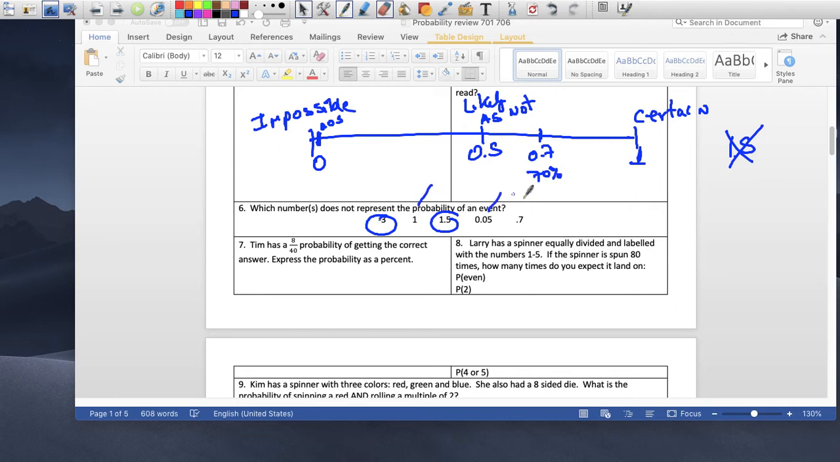So this is okay, this is okay, this is okay. -3 and 1.5 does not represent.